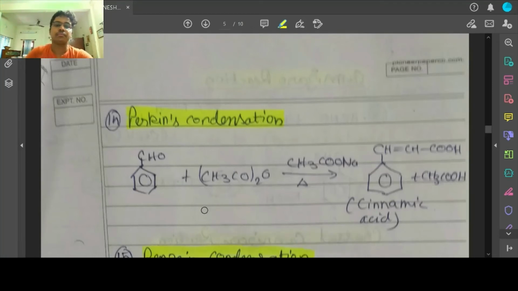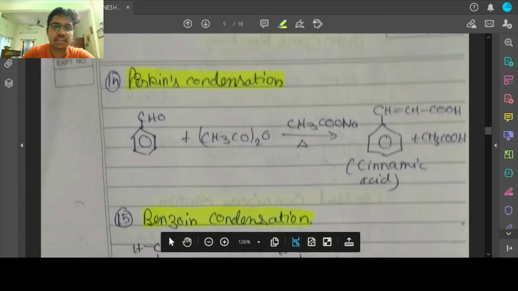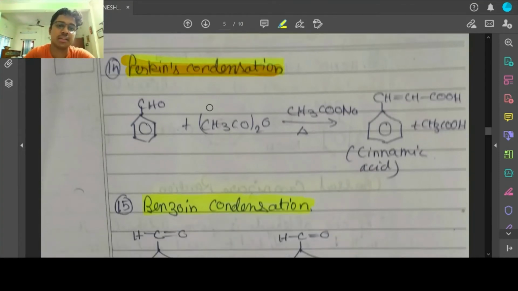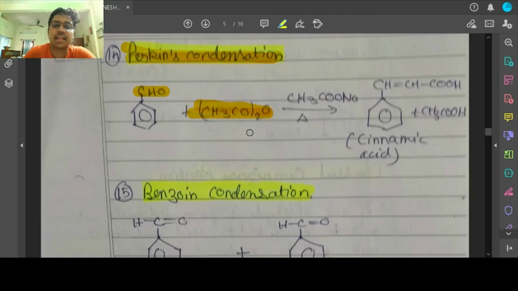Now comes the Perkin condensation. This is very important. Many students tend to forget; they know everything, but they don't know Perkin condensation. So in Perkin condensation, this is benzaldehyde, and this is acetic anhydride. Remember the formula of acetic anhydride.